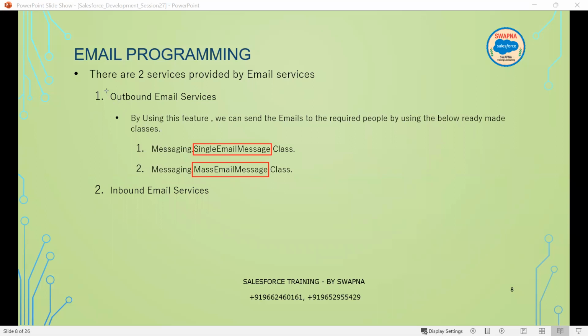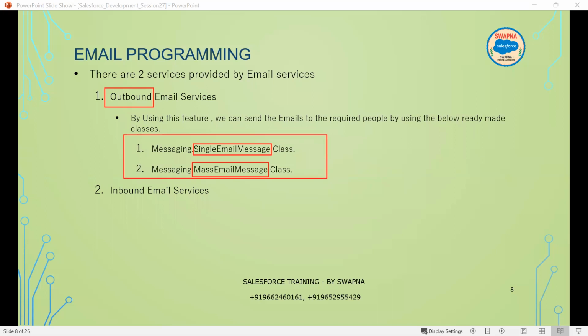Right now, for the outbound messages, we are using two classes. One is the SingleEmailMessage class, and another one is the MassEmailMessage class, that sits inside the Messaging namespace. For the outbound email services, the one which we use for sending to people, if I wanted to send an email, then we have to use either of these two.